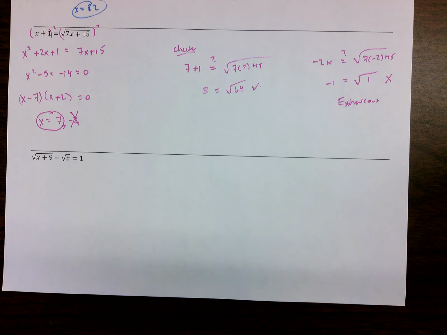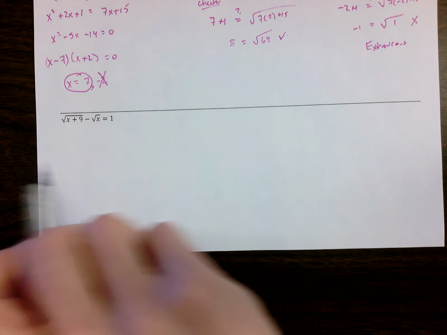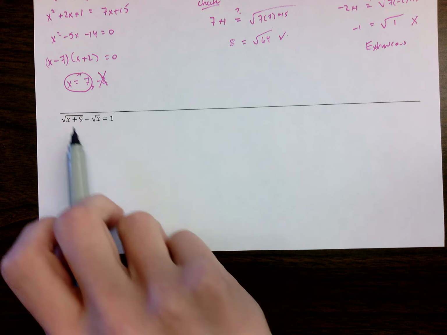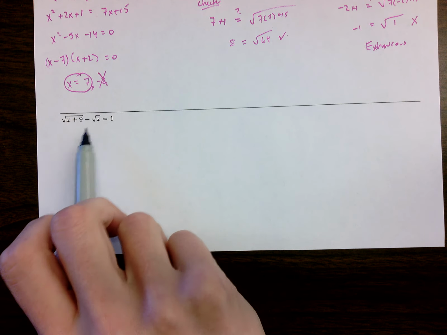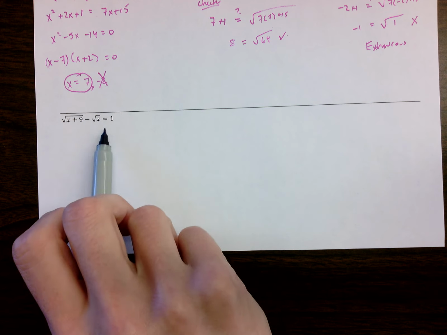Okay, so last one down here. So this guy, this is where I said, you know, sometimes these are a pain in the butt. We have 2 different square roots here. Okay, and that's annoying. We have 2 square roots and a number.